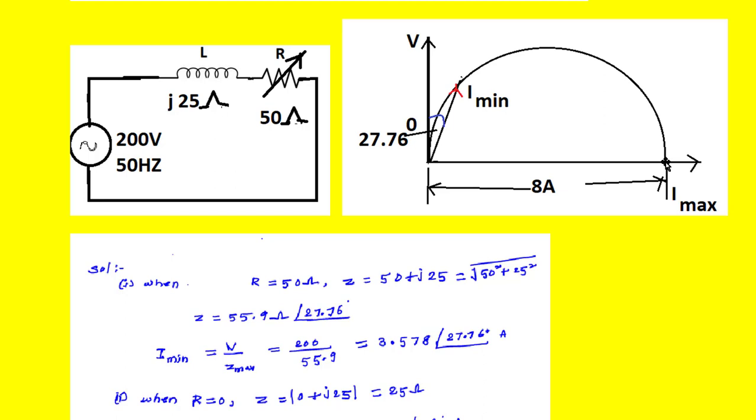After that, because we have the variable element in the series circuit, definitely we are going to get the semicircle with respect to this x-axis or current axis. When R is equal to infinity, no current flows. So the vector comes here. So automatically the semicircle starts here and ends here.